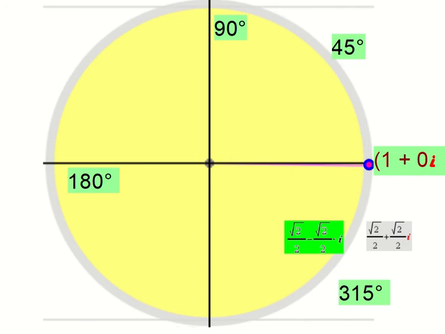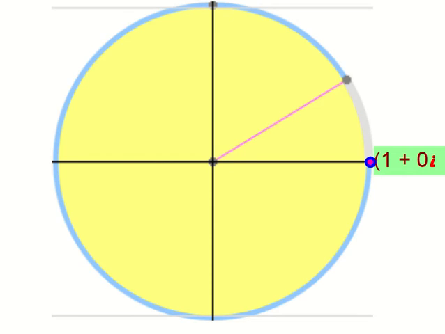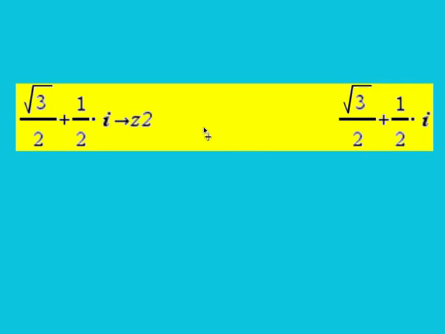Now I want to continue the same process again. So we're going to go all the way around the unit circle, but this time we're only going to go 30 degrees. Now, if you know your unit circle, you know what the cosine and sine of 30 degrees are. If you're not sure, just take the cosine of 30 degrees, then take the sine of 30 degrees. So to go to 30 degrees, we're going to multiply by radical 3 over 2 plus 1/2 i.